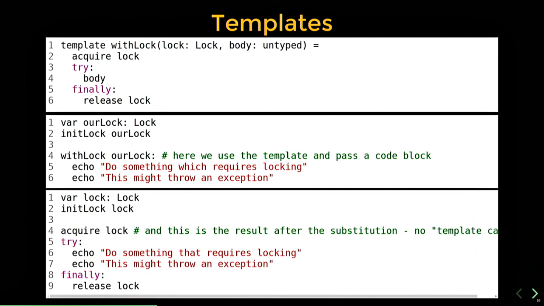In the middle snippet, when we actually use this template, we use it just like a normal construct in the language, and we call withLock, with our lock, and we pass a bunch of code inside of it. And that, after the substitution, will end up looking like the code at the bottom. We have a lock, we init it, we acquire it, everything which was passed to the template is now in the try block, and we finally release the lock.